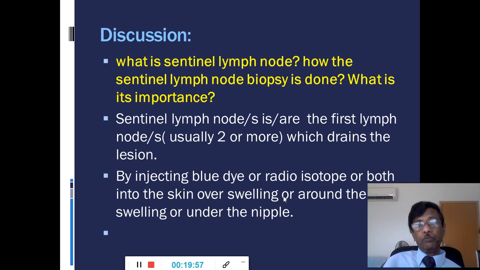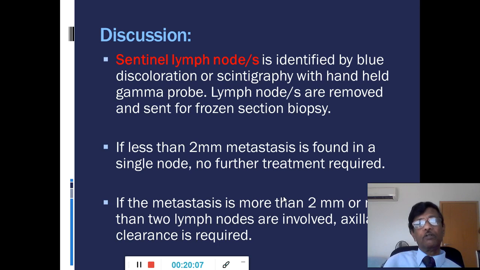By injecting a blue dye or a radioisotope or both into the skin over the swelling or around the swelling or under the nipple, we can make out exactly the lymph nodes draining the area. The sentinel lymph node is identified by bluish discoloration or a scintigraphy with a handheld gamma probe.